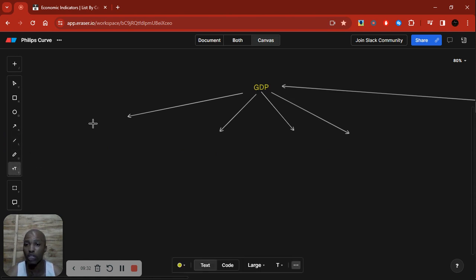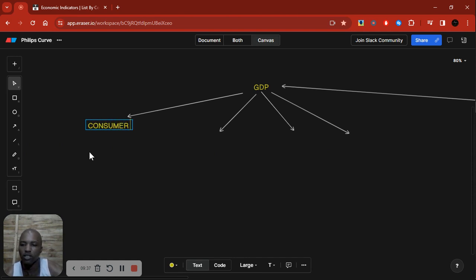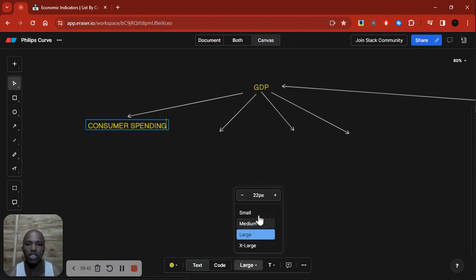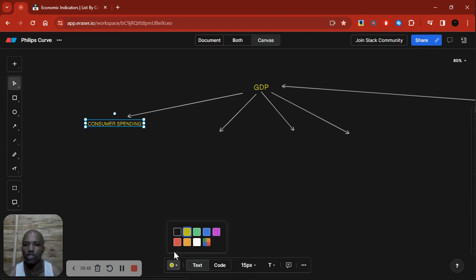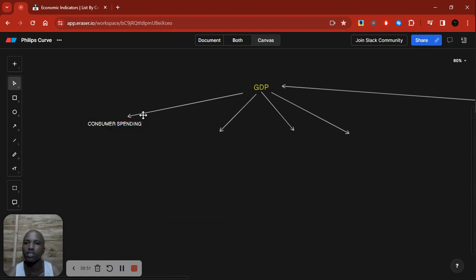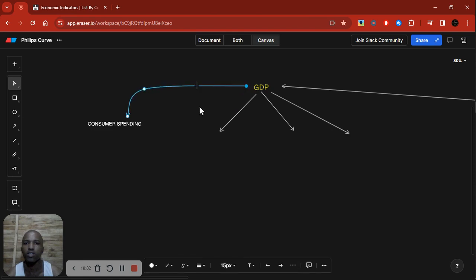So we're gonna start with the biggest one and the most important one, and that is consumer spending, right? So consumer spending, and of course we're gonna have to change the font size here, as well as, okay, let's make it 15, and then change the color to white so that it matches everything else that we've done, right? So let's do this. Yeah, so that is consumer spending, right? So consumer spending, essentially, it goes back to what we broke down when it comes to the demand pull, right?